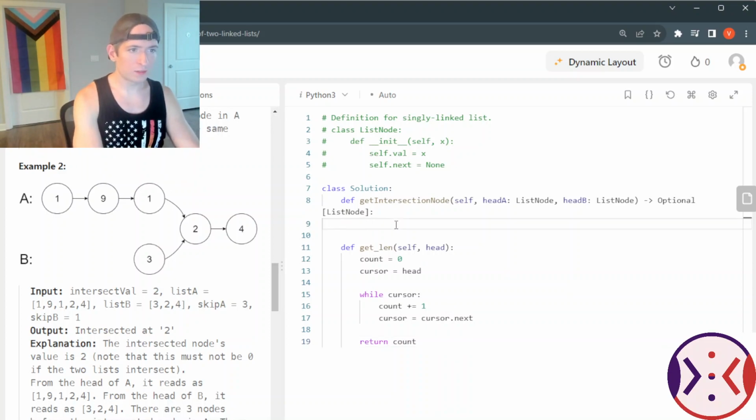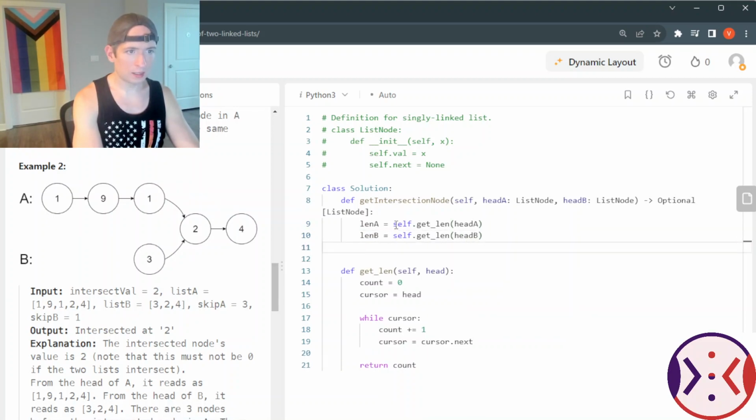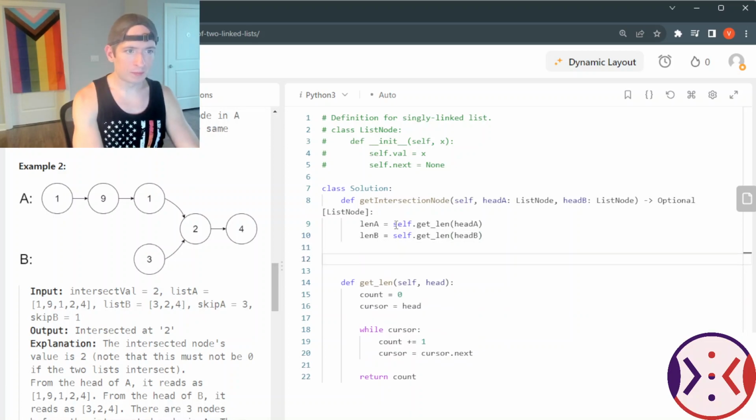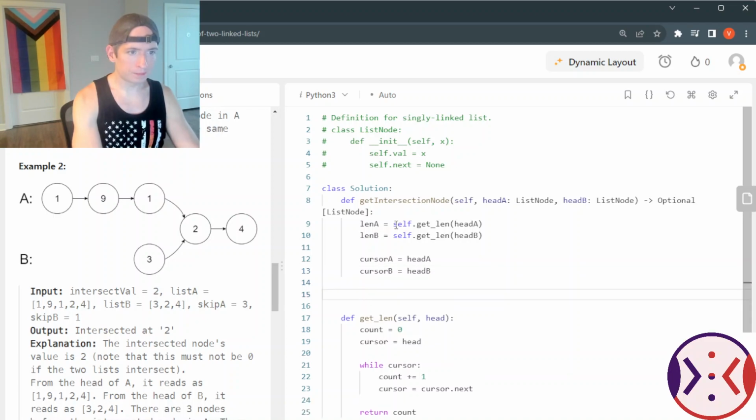And so the way we make use of that is back in our main method over here, you can say len A equals self.getLen of head A, and len B equals self.getLen of head B. Now, what I like to do is then start us off with cursor nodes. So cursor A equals head A, and cursor B equals head B. And then we can advance one or the other if the lengths are not equal.